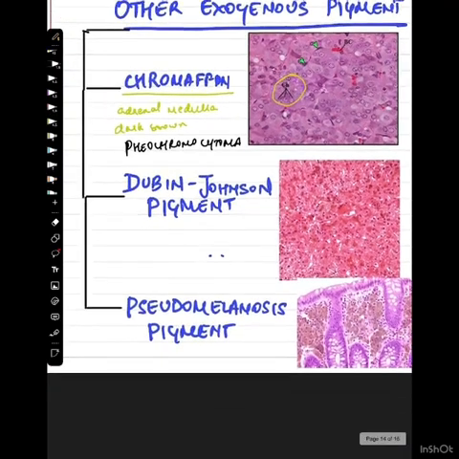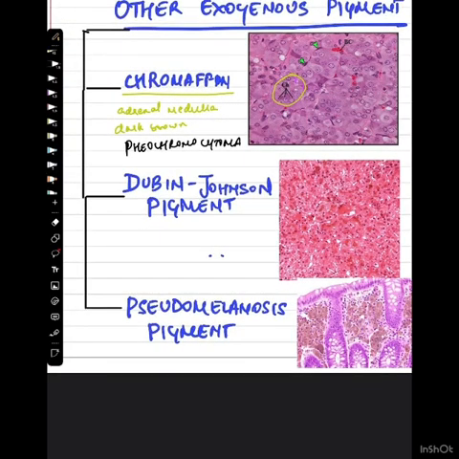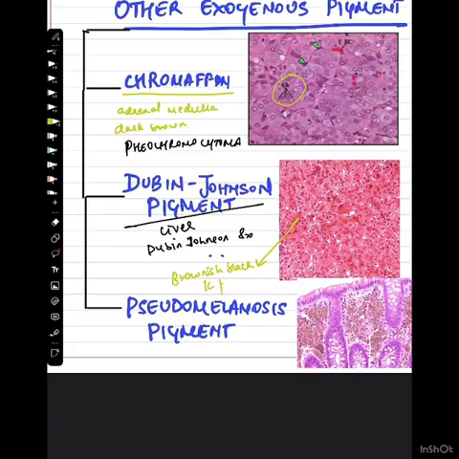The next pigment is the Dubin-Johnson pigment. Dubin-Johnson pigment is found in the liver and it occurs in patients with Dubin-Johnson syndrome. As you can see here, it is a brownish black intracellular pigment. And this is situated in the centrilobular hepatocytes.